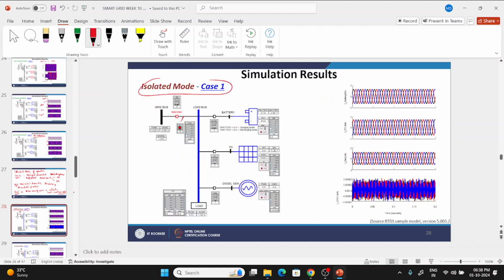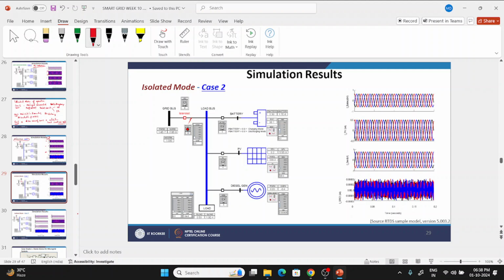Now in case 1, this one shows the variation of the battery current in kiloamperes. You can see the maximum value is -1. This is for the generation, this is for the PV. And the grid current value is not here.